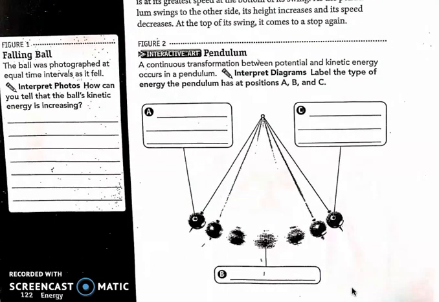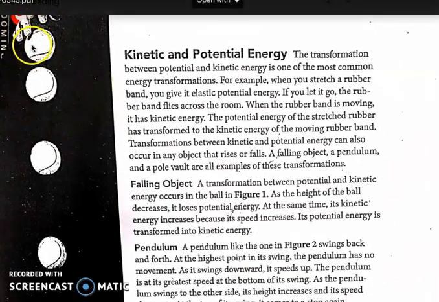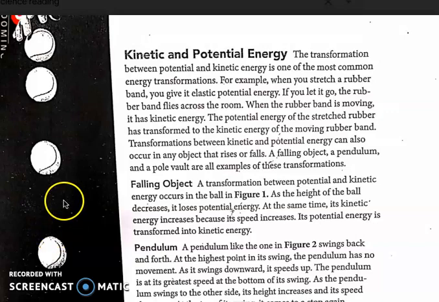Okay, students, let's take a look here. This figure 1, it says the falling ball. Let's look at that first. The ball was photographed at equal time intervals as it fell. So right here, a picture was taken here, a picture here, a picture here, and a picture here. Okay, so 1, 2, 3, 4 pictures to show you that it's falling.